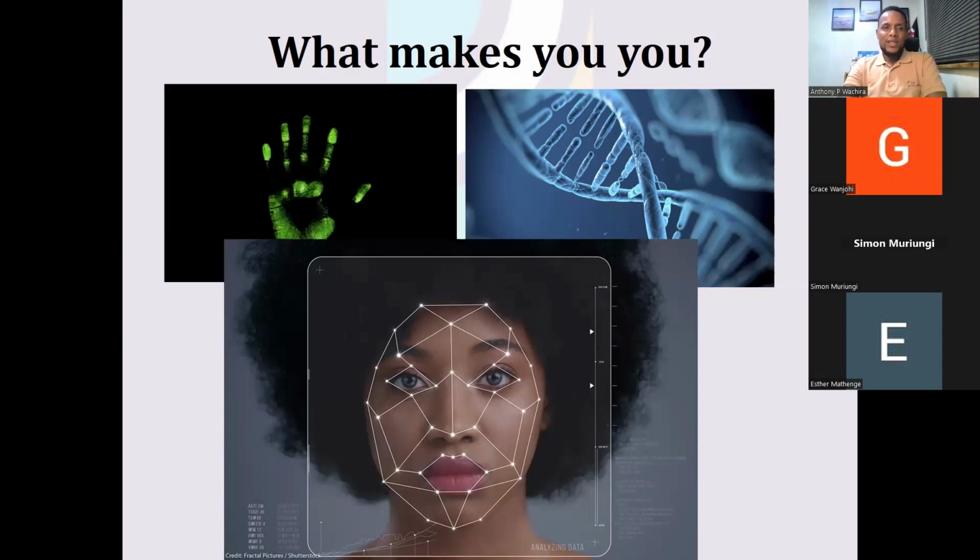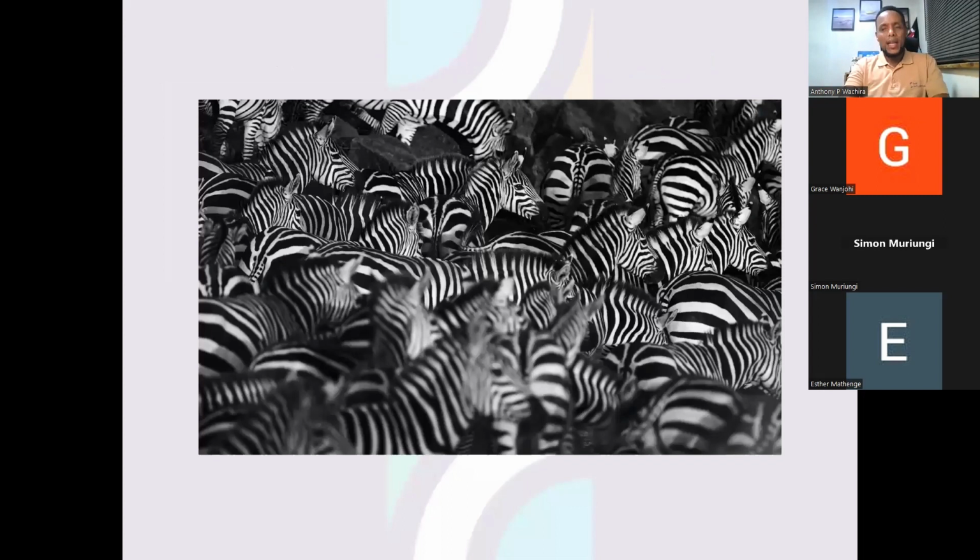And the other thing is your fingerprints. That's why when we are traveling, they take the prints of our hands at the airport, because they are unique. These are some of the things that make us unique. We are so unique that even zebra in the wild with their stripes, none have the same pattern. They look so similar, but they are also distinct.